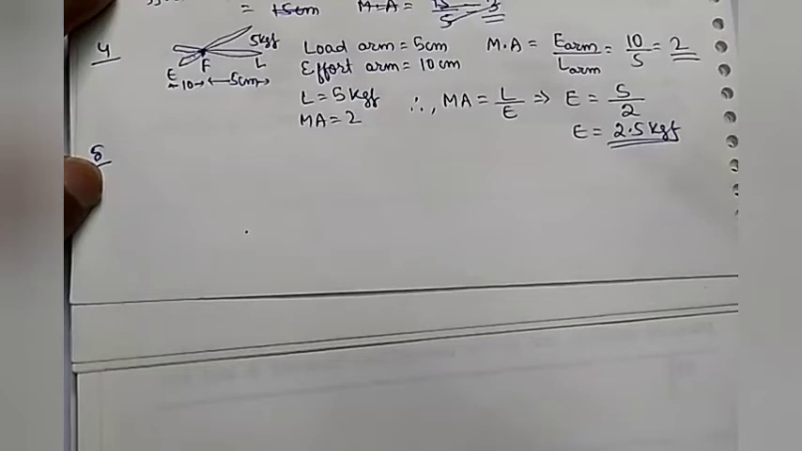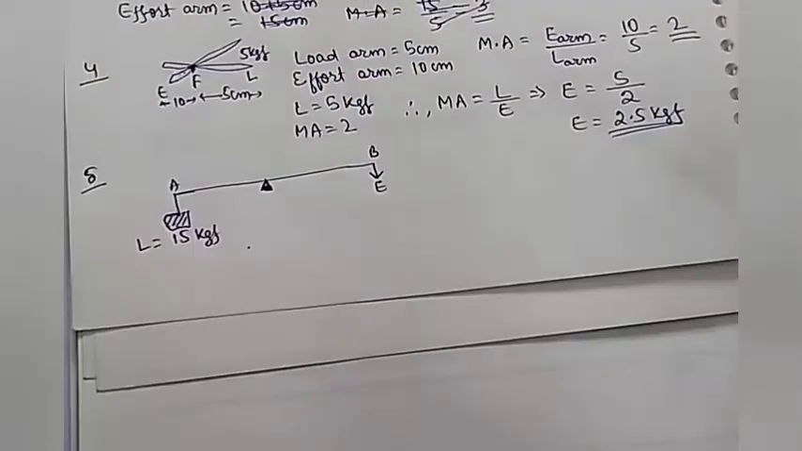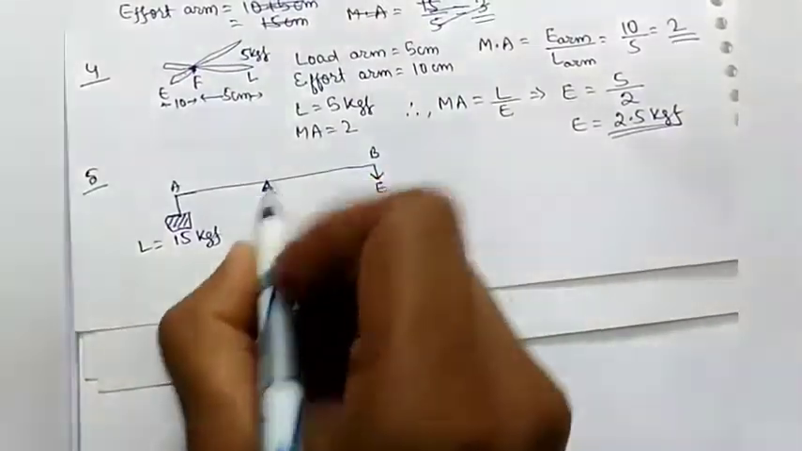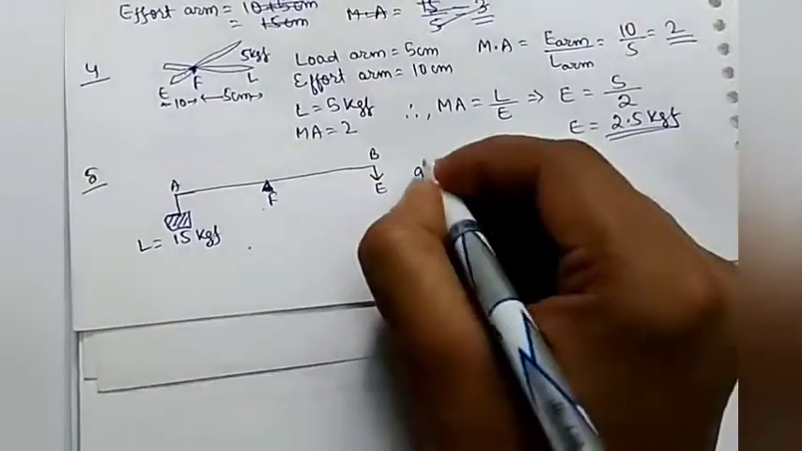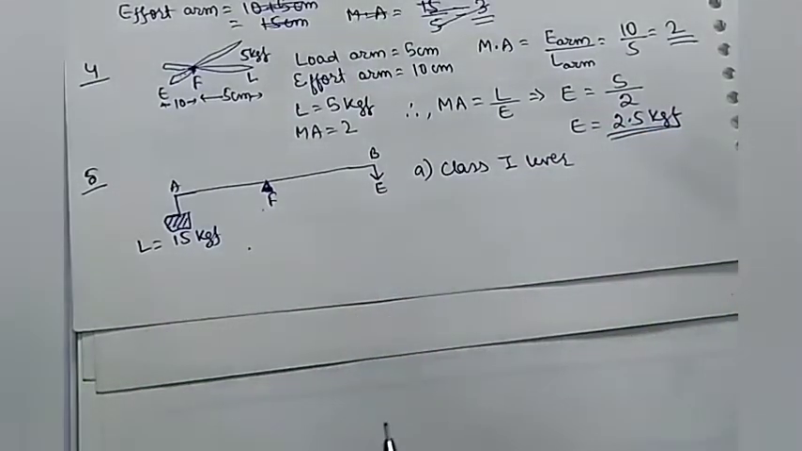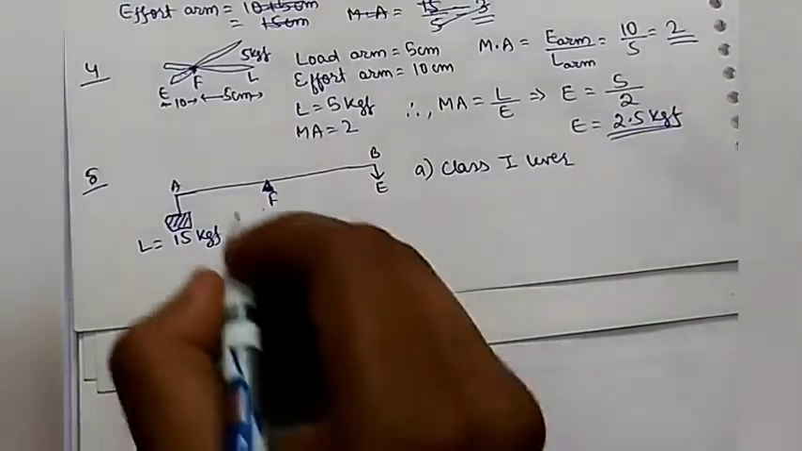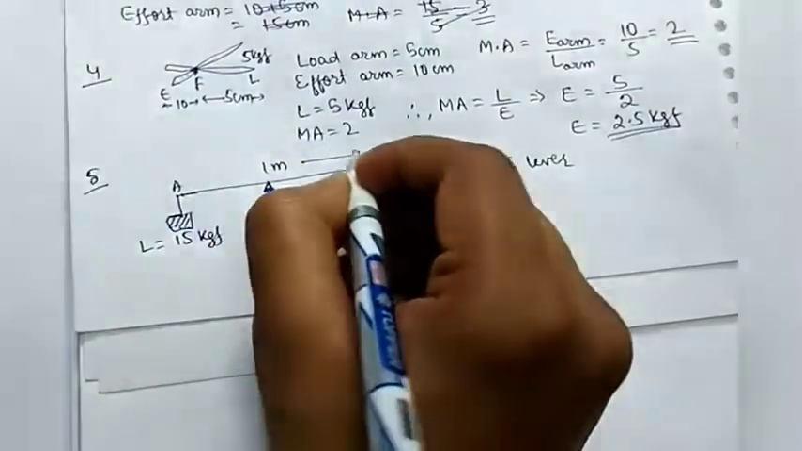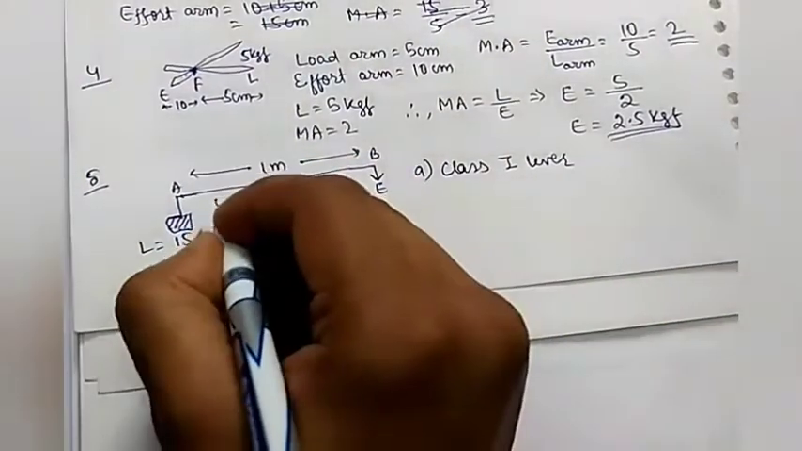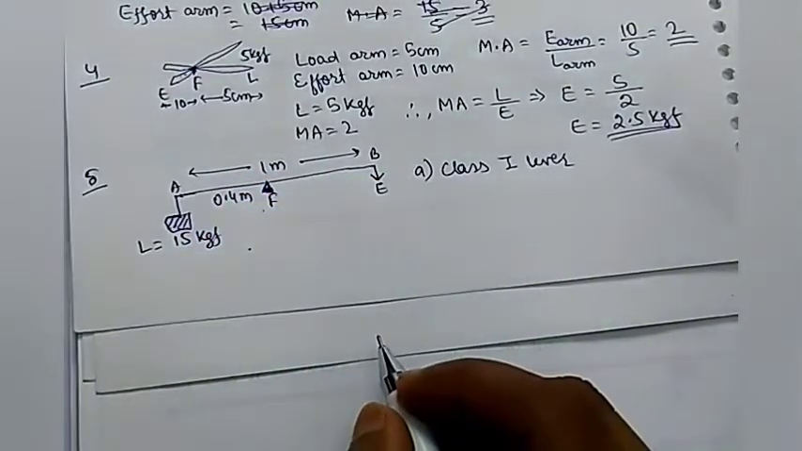In question number 5, a diagram is given. Let us draw the diagram. Question number 1 is, to which class of lever does it belong? Clearly fulcrum is in between the load and the effort, so class 1 lever. Second question, if AB is equal to 1 meter, means AB total length is 1 meter, AF is 0.4 meter. Find the mechanical advantage.